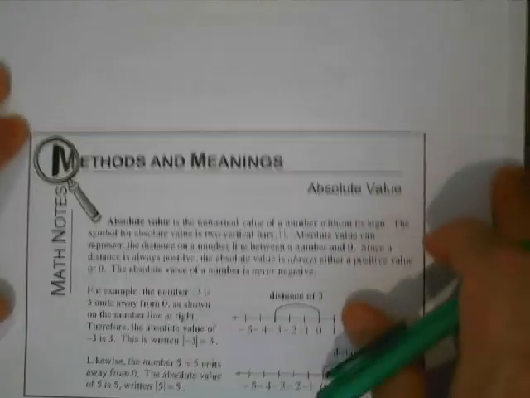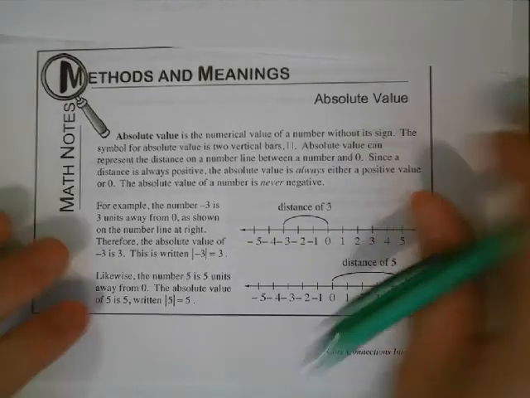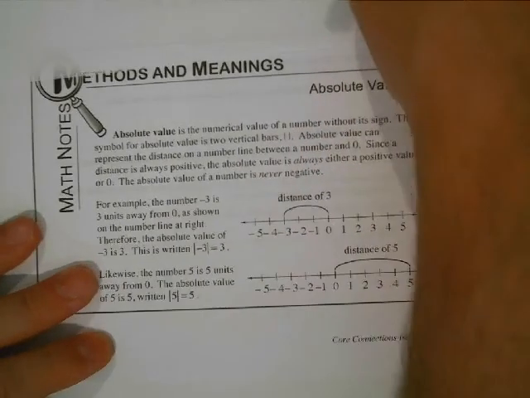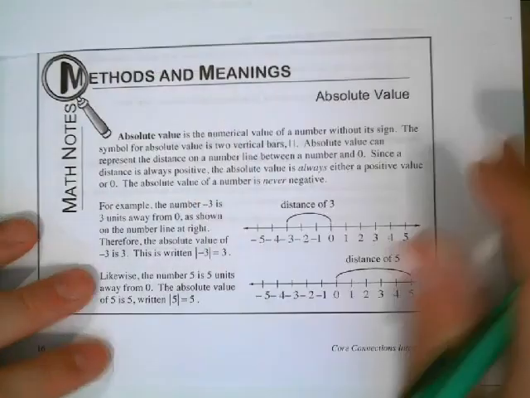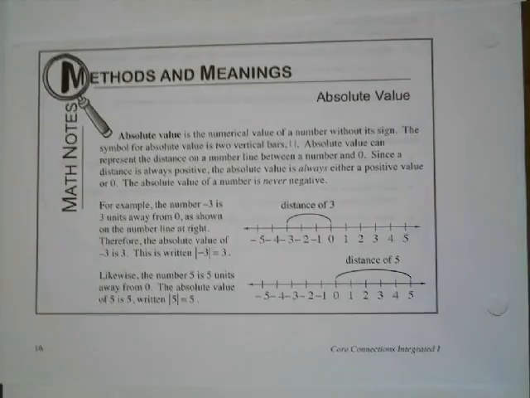We do have, at the end of a lot of our lessons, something called methods and meanings. These are kind of introductions to concepts that you'll see in your homework, and some of them you might already know, some of them might be completely new to you. So you do need to add these to your notes. So in this one, they're going to talk about absolute value.